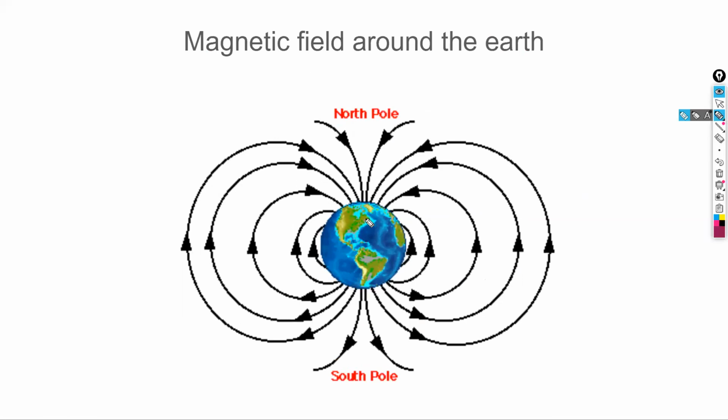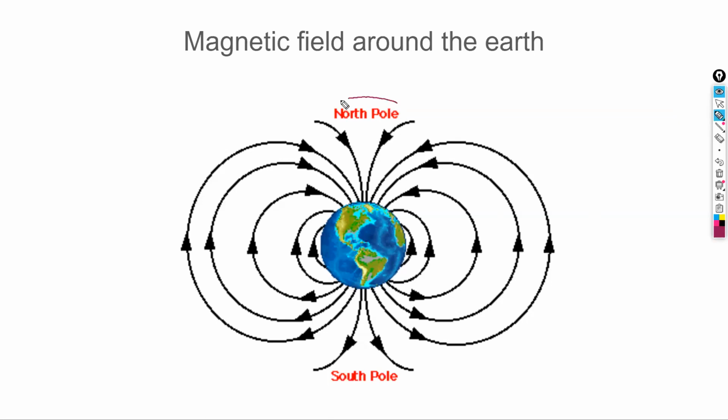You will notice something strange. All the time, I have been saying that the magnetic field goes from north to south. But look at this diagram. The magnetic fields are going from south to north, okay? Why is that? It's a mix-up of terminology.